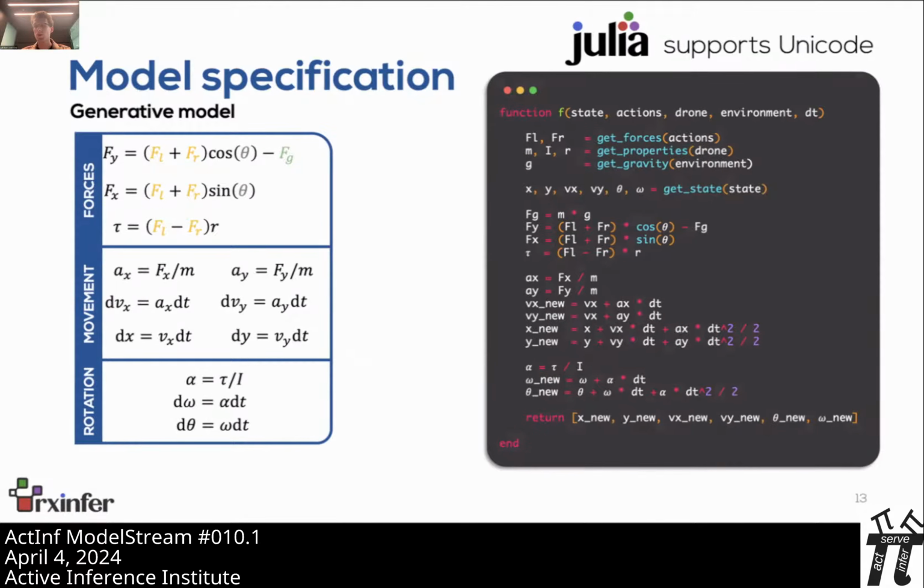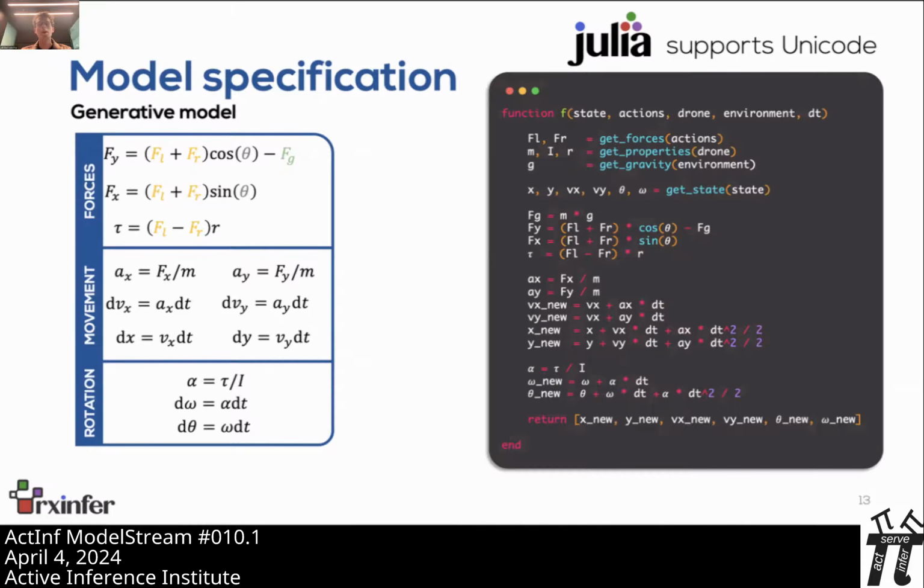There are just 15 lines of code, so I think this should be manageable. So we have a function f, which accepts a state. So you can think of this state as the positions, velocities, angle, and angular velocities of the drone. The actions, to which we refer as the forces on the left and right rotor, the particular drone, like what are the characteristics of that drone, and the environment. So are we on Mars? Are we on Earth? All those attributes that are environment related.